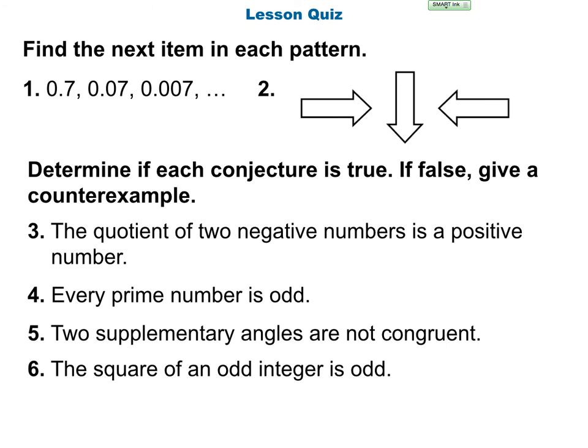Prime numbers have 2 factors, 1 and itself. So a number like 2 is prime, because you can only divide it by 1 and 2. 3 is prime, because you can only divide it by 1 and 3. 4 is not prime, because you can divide it by 1, 4, and 2. So if it has only 2 factors, 1 and itself, that's prime. So 2 is a prime number and it's not odd, because that would be your counterexample.